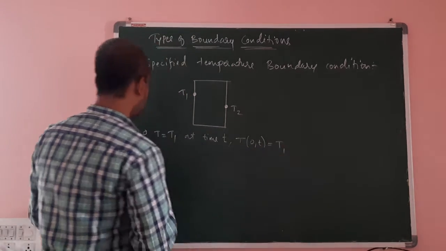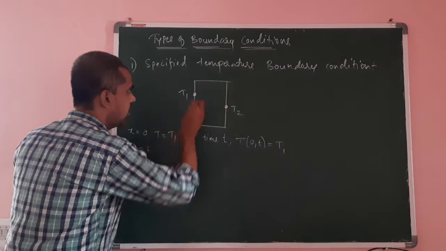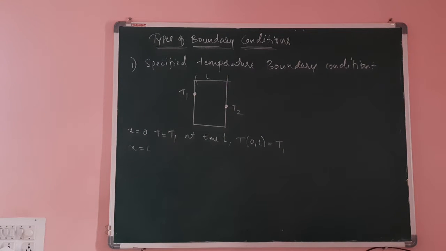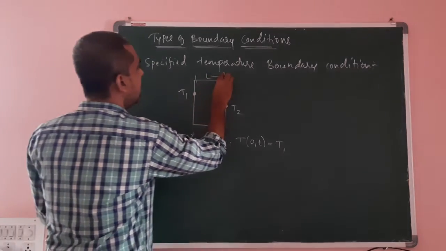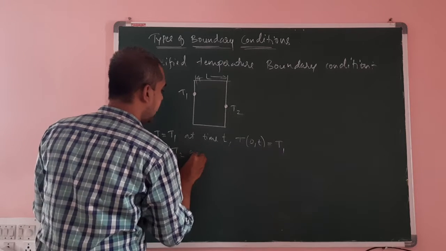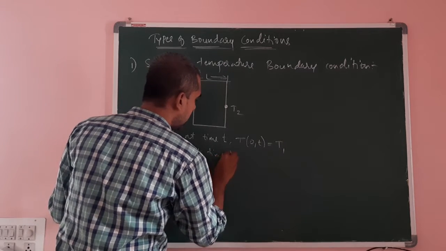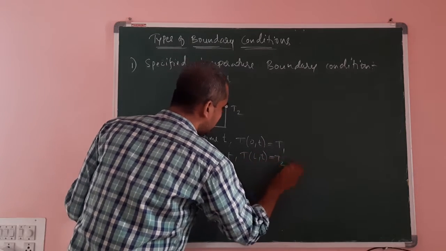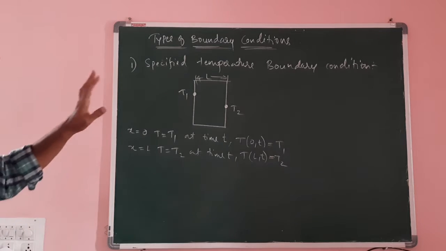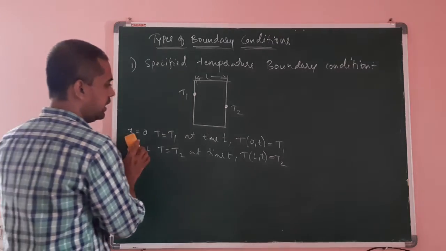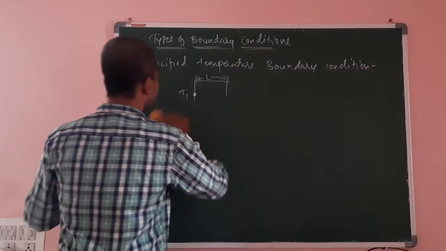And at x equal to L, suppose the length is L, the temperature T is equal to T2. We can write this at a time t as T of L comma t is equal to T2. This is one kind of boundary condition, called the specified temperature boundary condition.